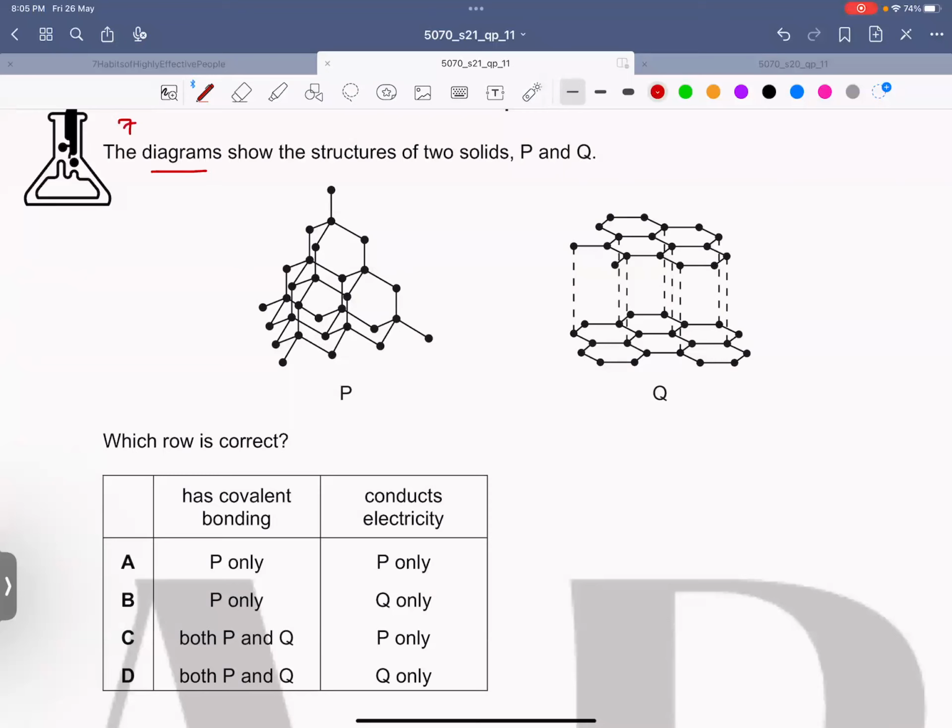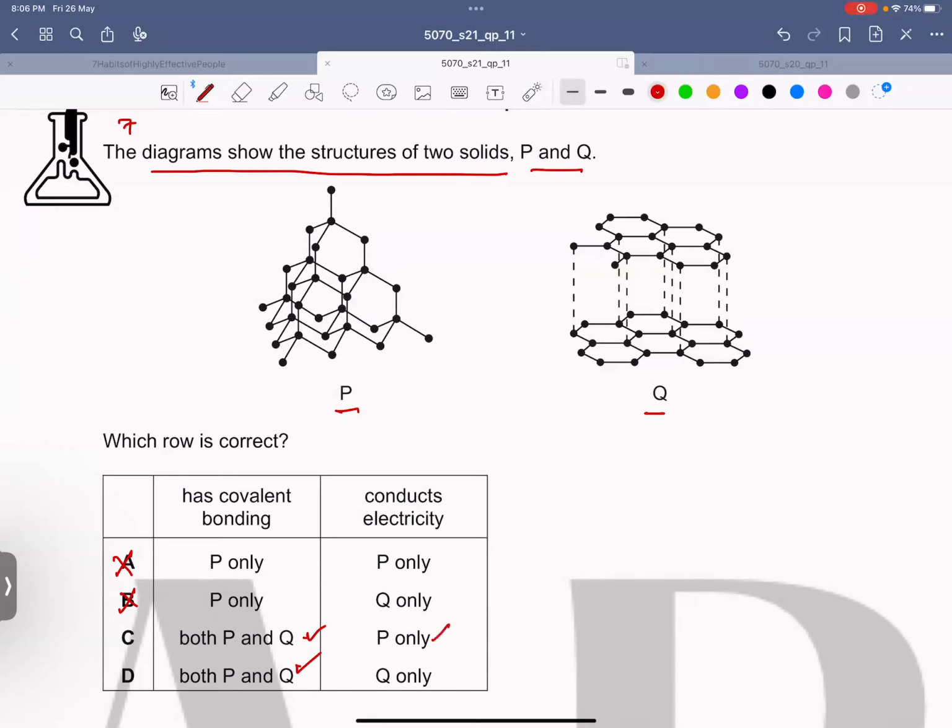Question number 7. The diagram shows the structure of two solids P and Q. If you see, in P there is a covalent bonding. In Q, there is a covalent bonding, which makes A and B wrong. These two are correct. Conducts electricity.